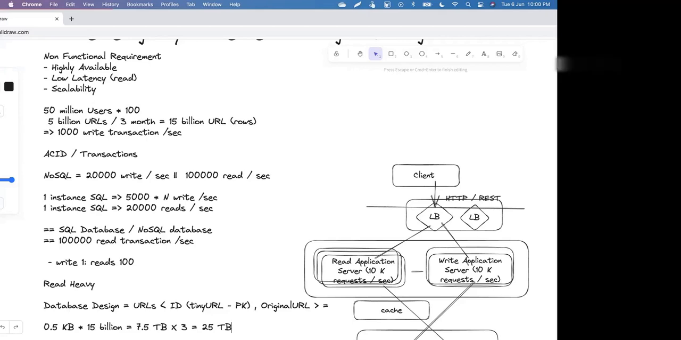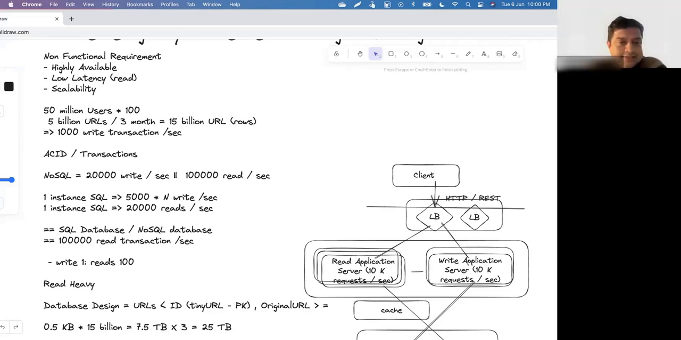Now my rule, I give this rule, that if you have billions of rows, and in this case you are seeing we are getting billions of rows, you need to index your database. But indexing will become very slow if you have billions of rows. So you can consider a NoSQL database here. It's slightly better.